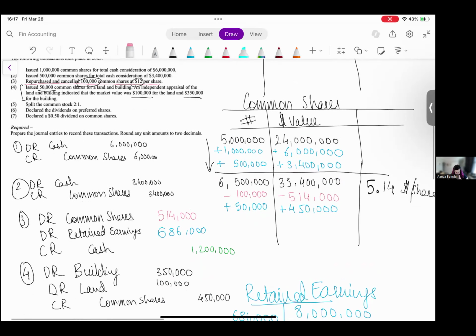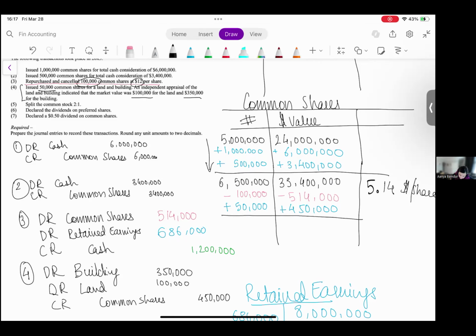Let's go to point number 5. So at point number 5, we split the stock, a 2:1 stock split. What this means is we've doubled the number of stocks that were originally there, which means the value of the stocks remains the same, just the number of stocks gets doubled. So let's see how many stocks we have at present after all the changes were made.